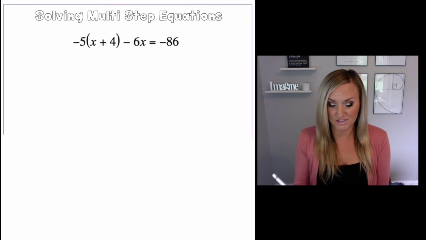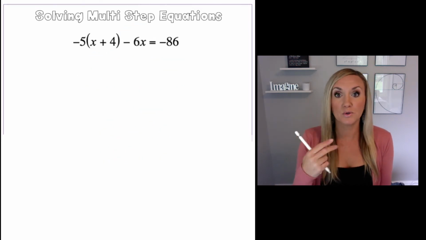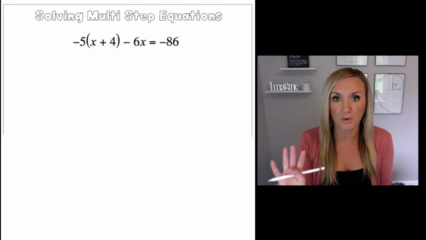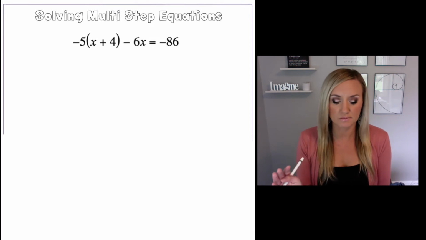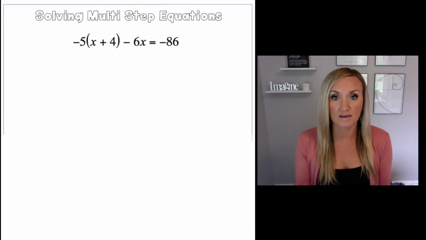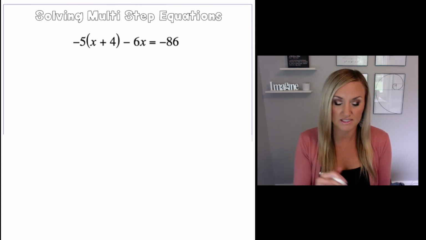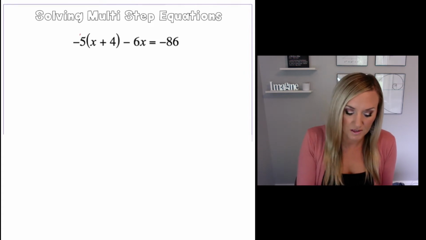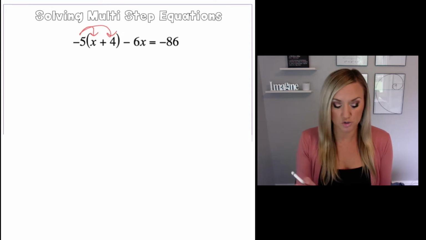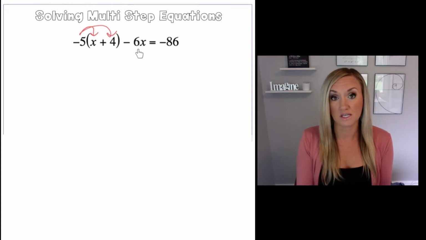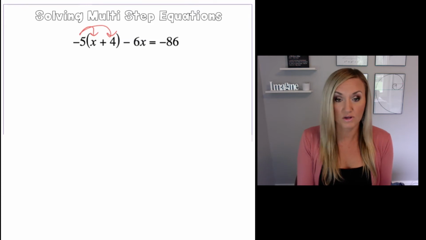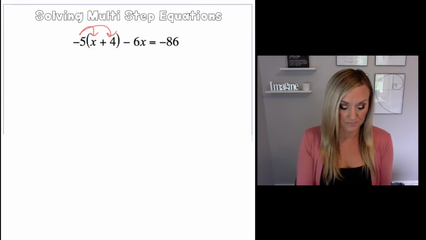Okay, let's do number 2. Number 2 is much larger, but no worries. We're going to keep following those same steps. We're going to distribute the -5 first. Oh, also pause this video, give yourself time to write this down before you start. So we're going to distribute the 5, and we do not distribute it to this -6. We do not. It's outside of the parentheses. We're leaving it alone for right now.